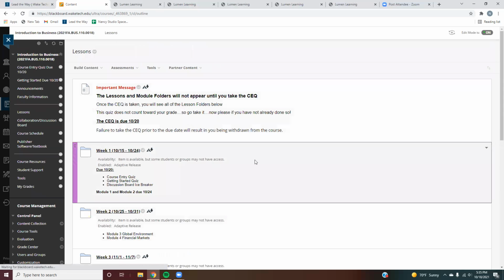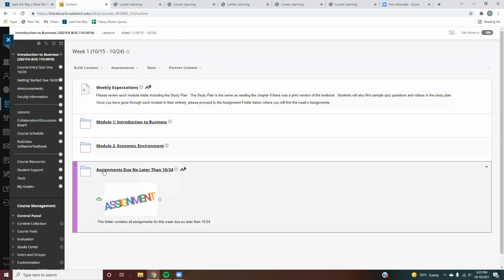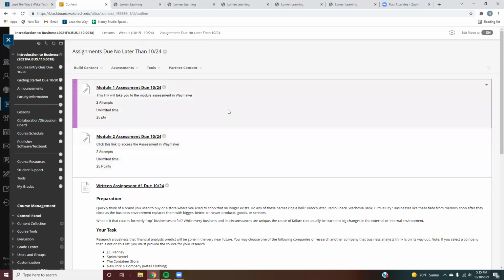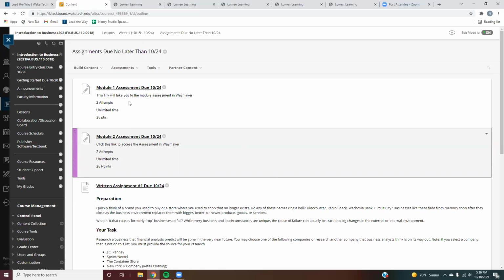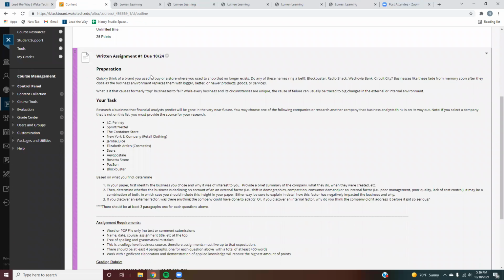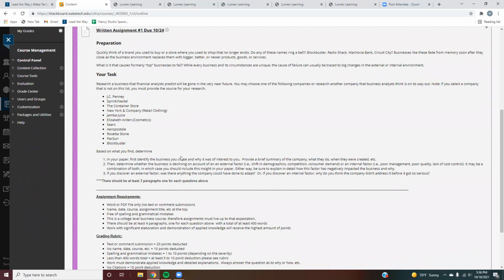Now to find your assignments this weekend, you can go right in here to the folder for the lessons, and it says due no later than 10/24. If you've read the syllabus, you'll know my policy on late work and attendance. If you have not had a chance to read the syllabus, please do so. Everything in the assignments folder is graded. So you'll have a module 1 and 2 assessment, and then a written assignment as well. Please take your time and look over the directions. Everything that I'm looking for should be right here.